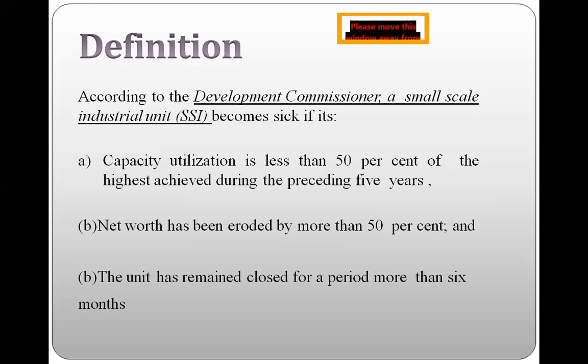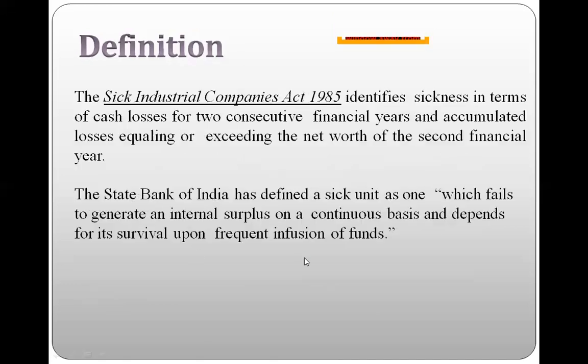Net worth has been eroded by more than 50%. So more than 50% is already being eroded, already being utilized, and no profit is coming out of it. The unit has remained closed for a period of more than 6 months. So for more than 6 months, the unit has been closed. So because of all these conditions, we will say a unit is a sick unit.